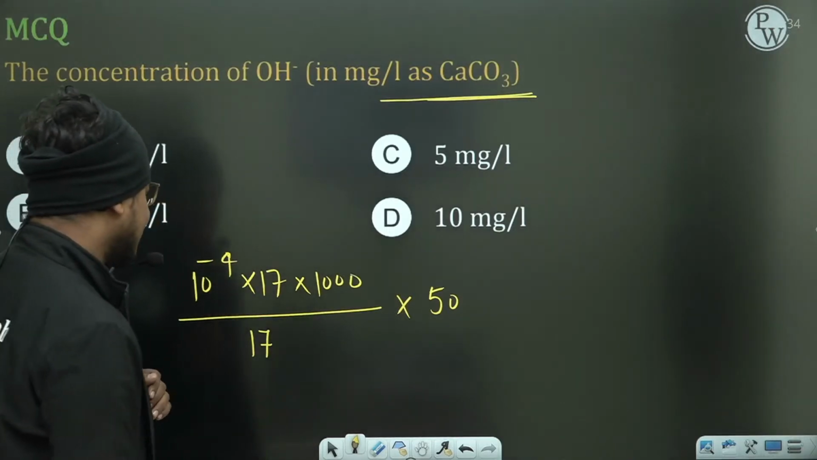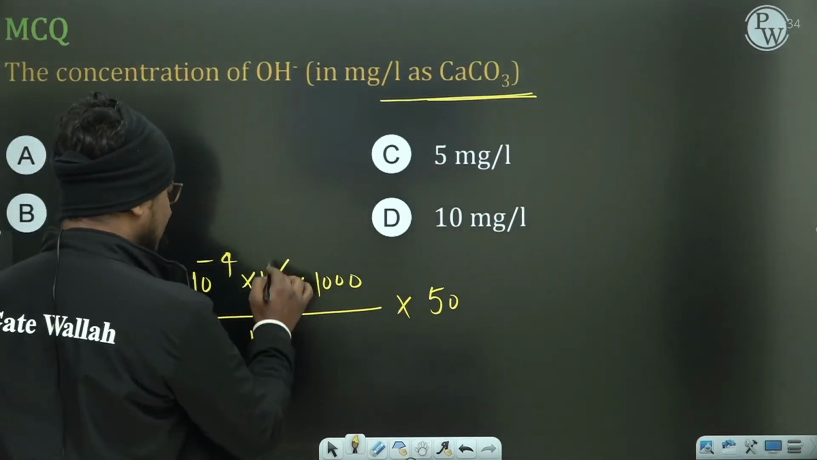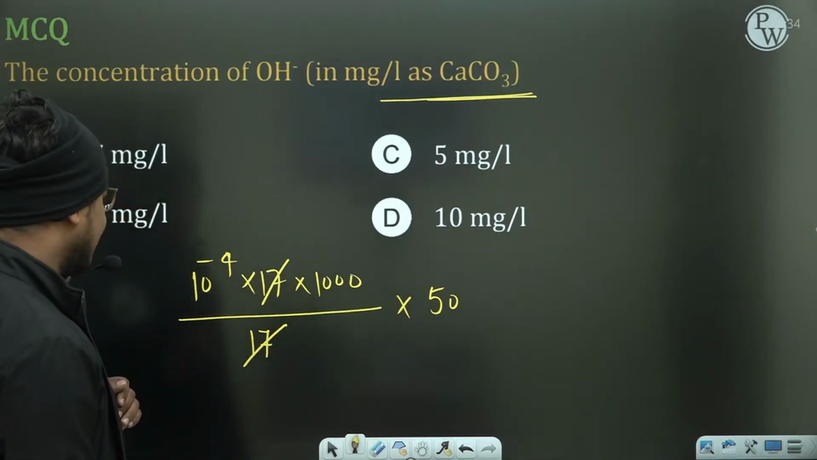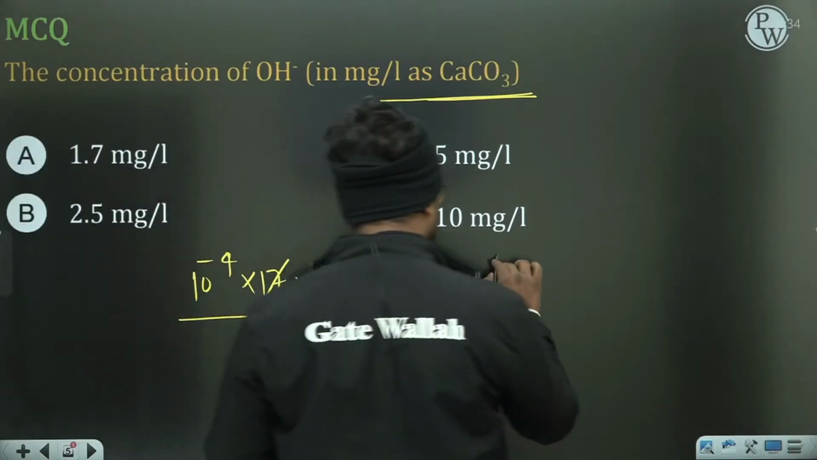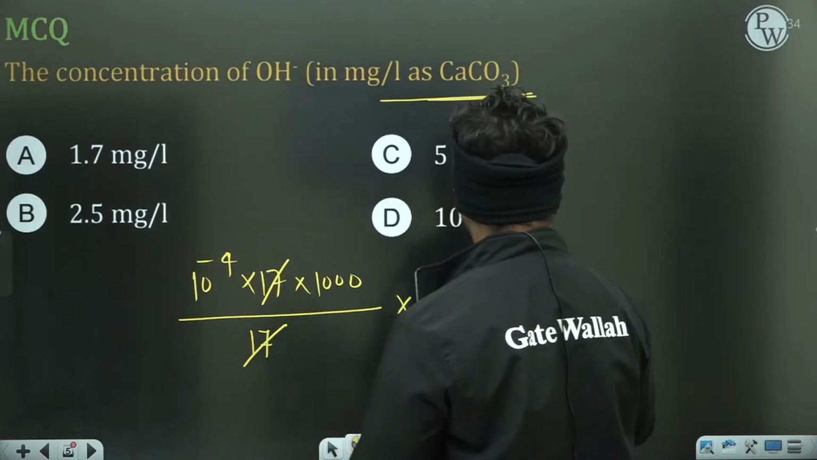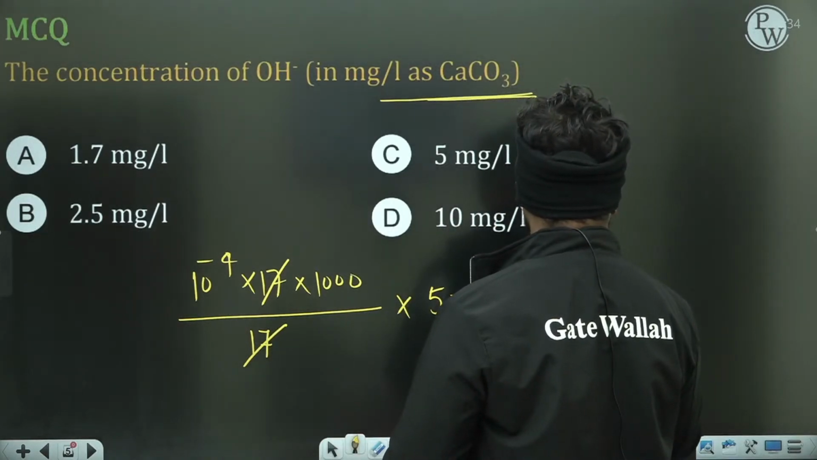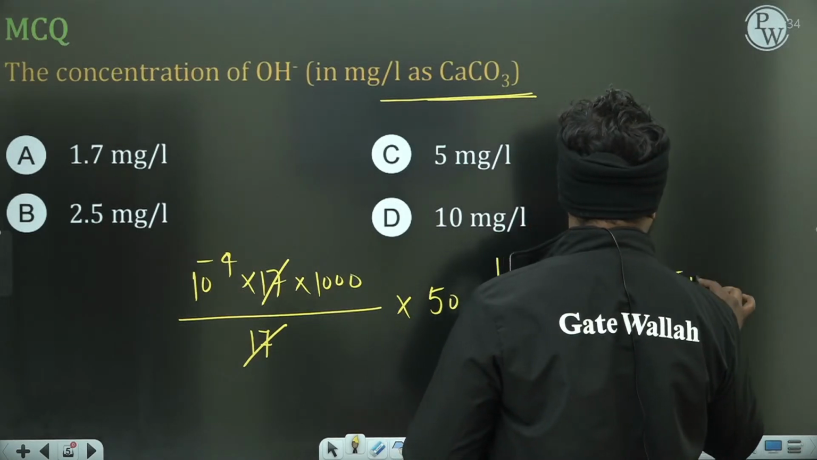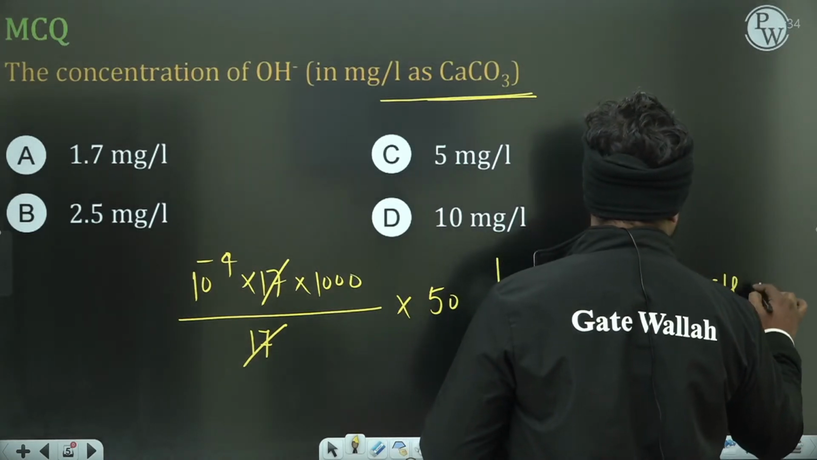Now let us cancel all those things. 17 and 17 will get cancelled out. This will be 10 to the power minus 4 into 10 to the power 3, which is 10 to the power minus 1, into 50. Ultimately, we get 5 milligram per liter as CaCO3.